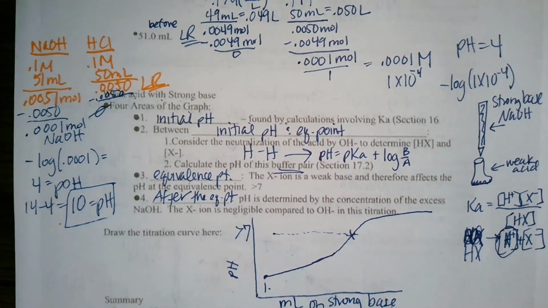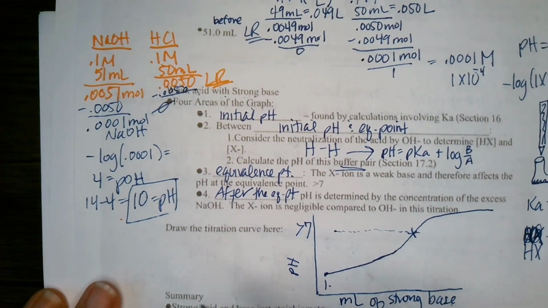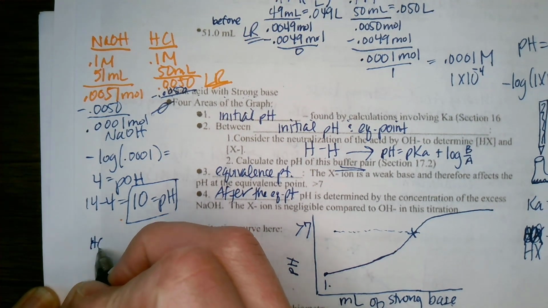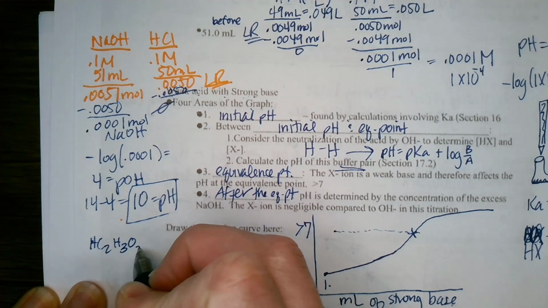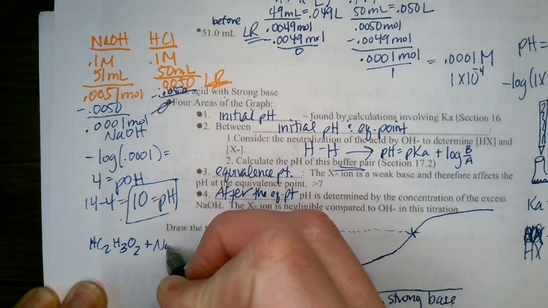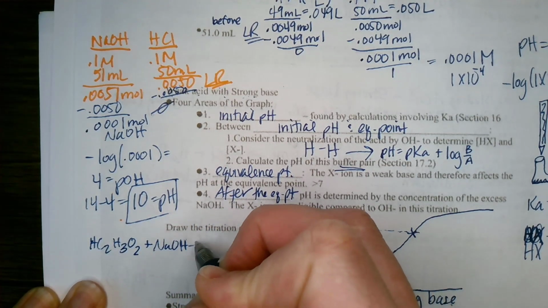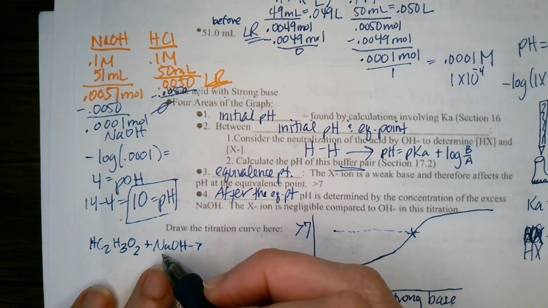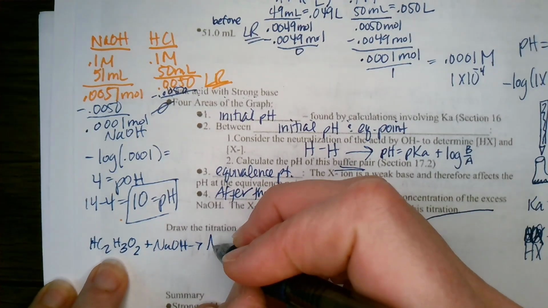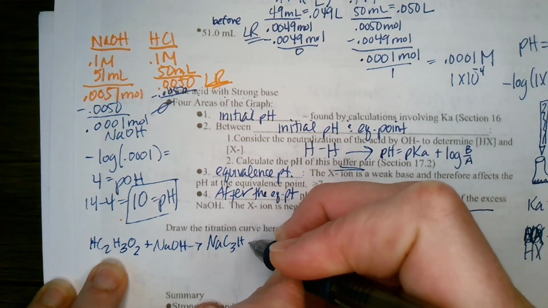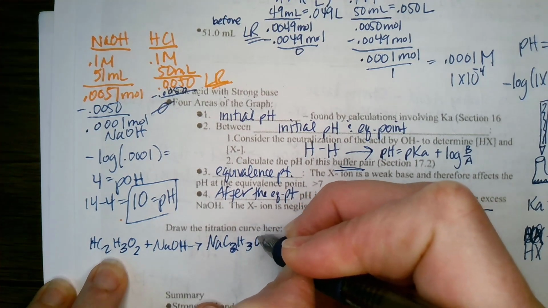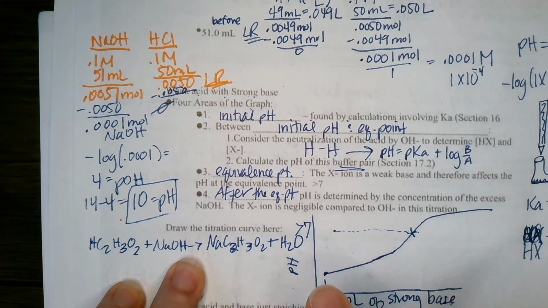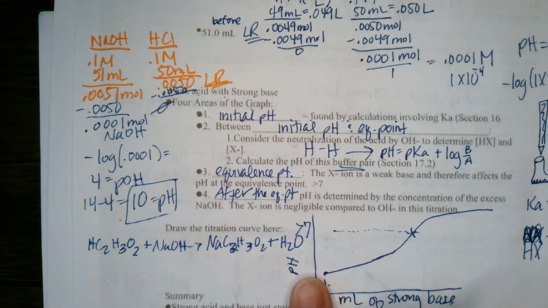All right, so let's look at an example. Let's say that I have acetic acid and NaOH. All right, so this is going to form sodium acetate, C2H3O2, and HOH is water. So let's write our net ionic equation.